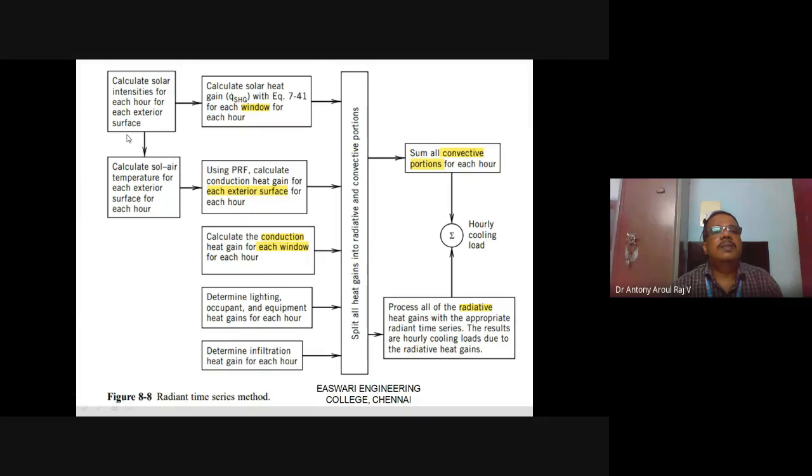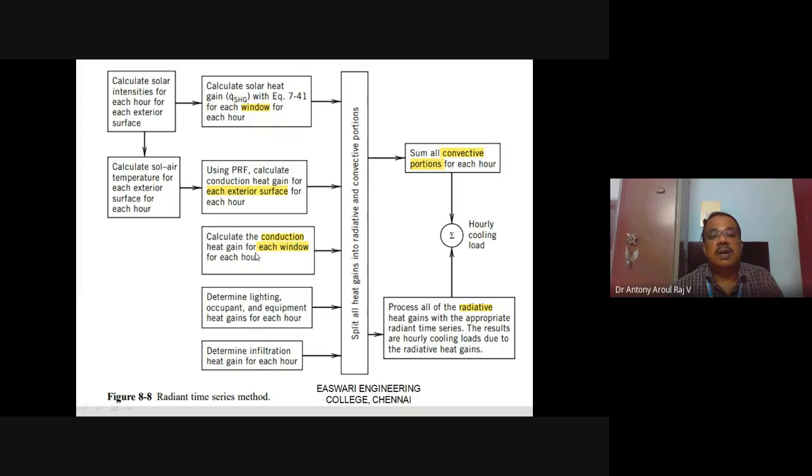We will be calculating the solar intensities for each hour on the exterior of the surface. We will be calculating the solar radiation. After that, we will be calculating the solar temperature for the exterior surface for each hour. The solar radiation we give as input to the glass windows, which directly enters the building. And the solar temperature we give to the exterior surface, that is the wall surface.